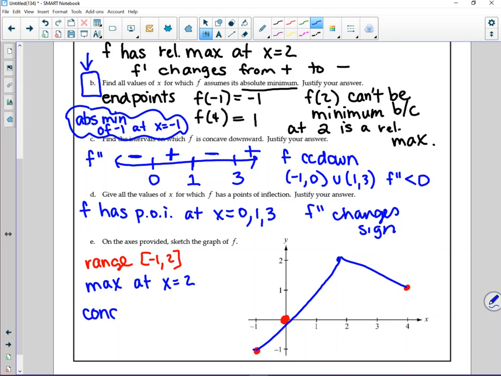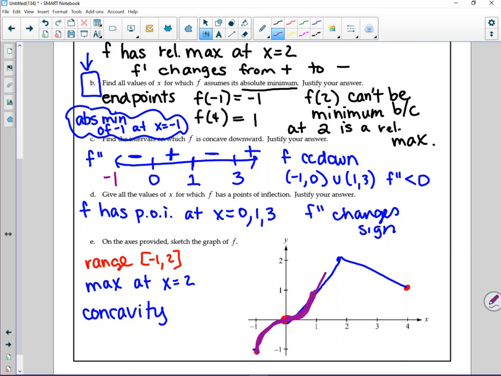Now I'm going to throw some concavity on it. From -1 to 0, I'm concave down. That's what concave down looks like, a frowny part. From 0 to 1, it's concave up. There's the inflection point at 0. From 1 to 3, it's concave down.